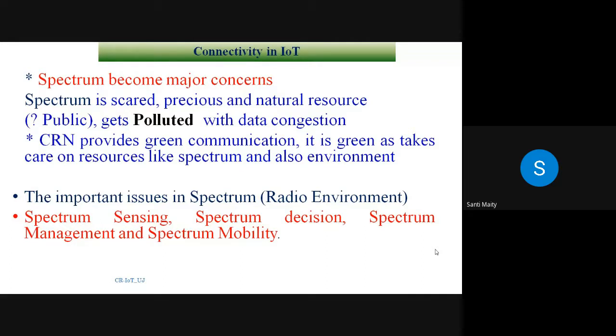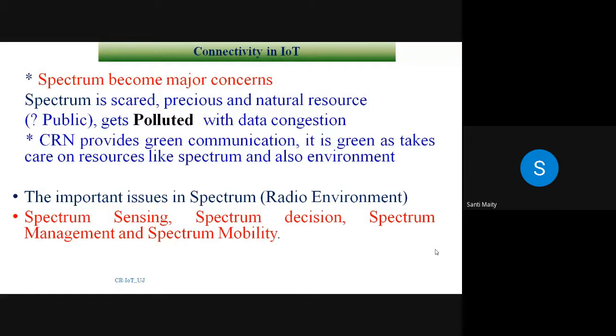So the spectrums are already allocated. Of course, there is inefficient utilization because the spectrums are allocated in static mode. Say, for example, a particular frequency is allocated for television transmissions. But if we see our country, in the northern part or northeast part of the country, that many television channels or stations are not there. So spectrums are underutilized, and that frequency or spectrum can be opportunistically utilized for IoT application specific jobs.